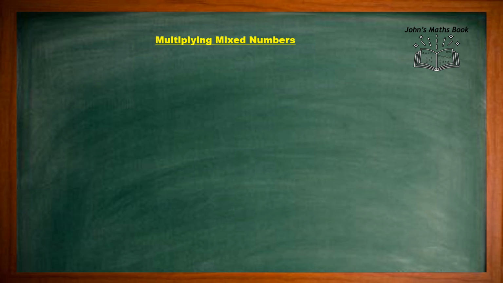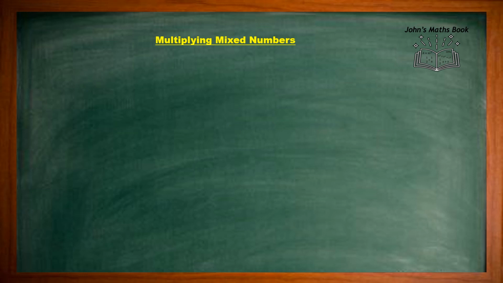This video is about multiplying mixed numbers. So let's see what a mixed number is. In this example, we have a mixed number of 5 and 2/7. The mixed number has an integer part and a fractional part. The integer part in this case is 5 and the fractional part is 2/7. The fractional part is a proper fraction. As we know, a proper fraction is where the numerator is less than the denominator. As we can see, the numerator of 2 is less than the denominator of 7.